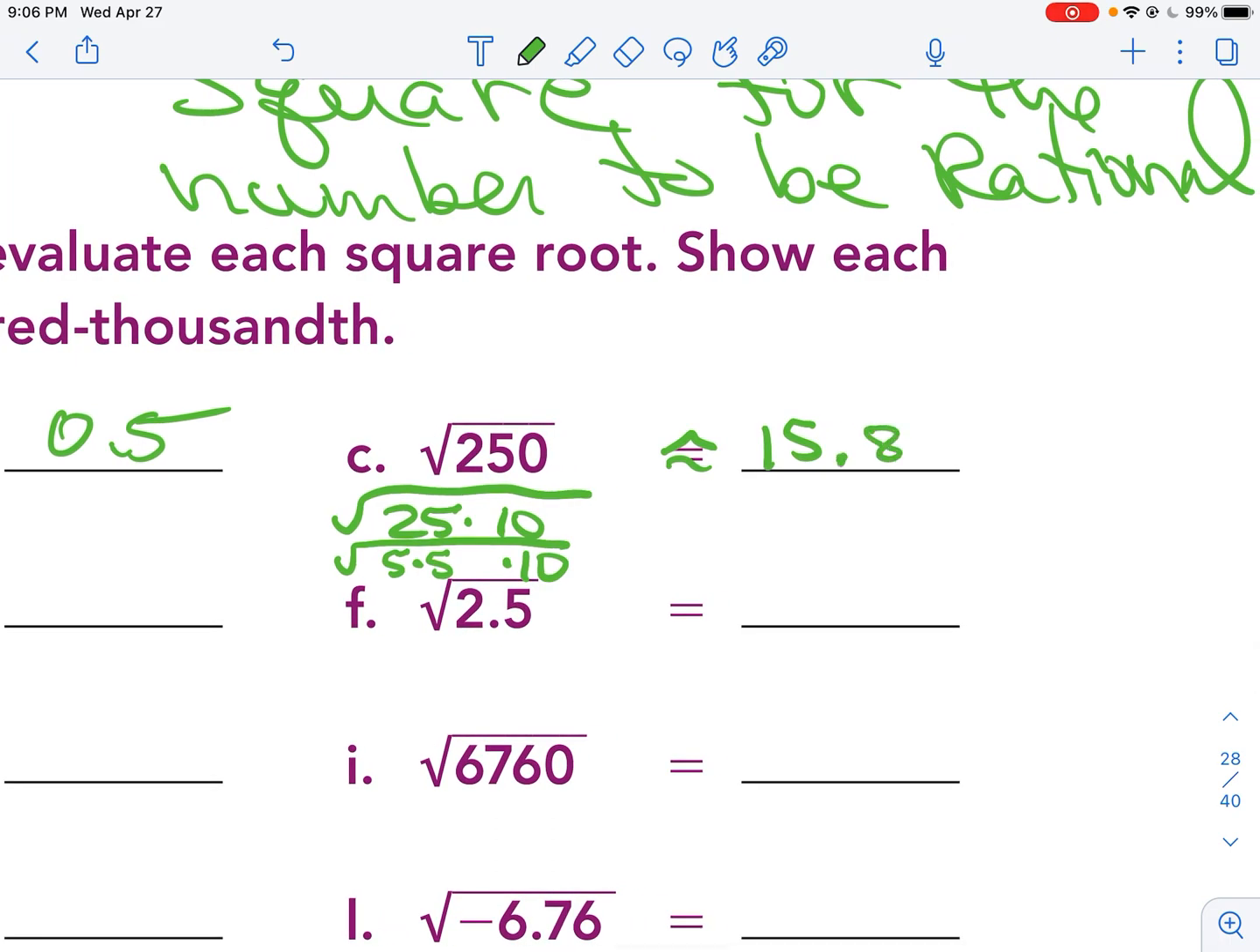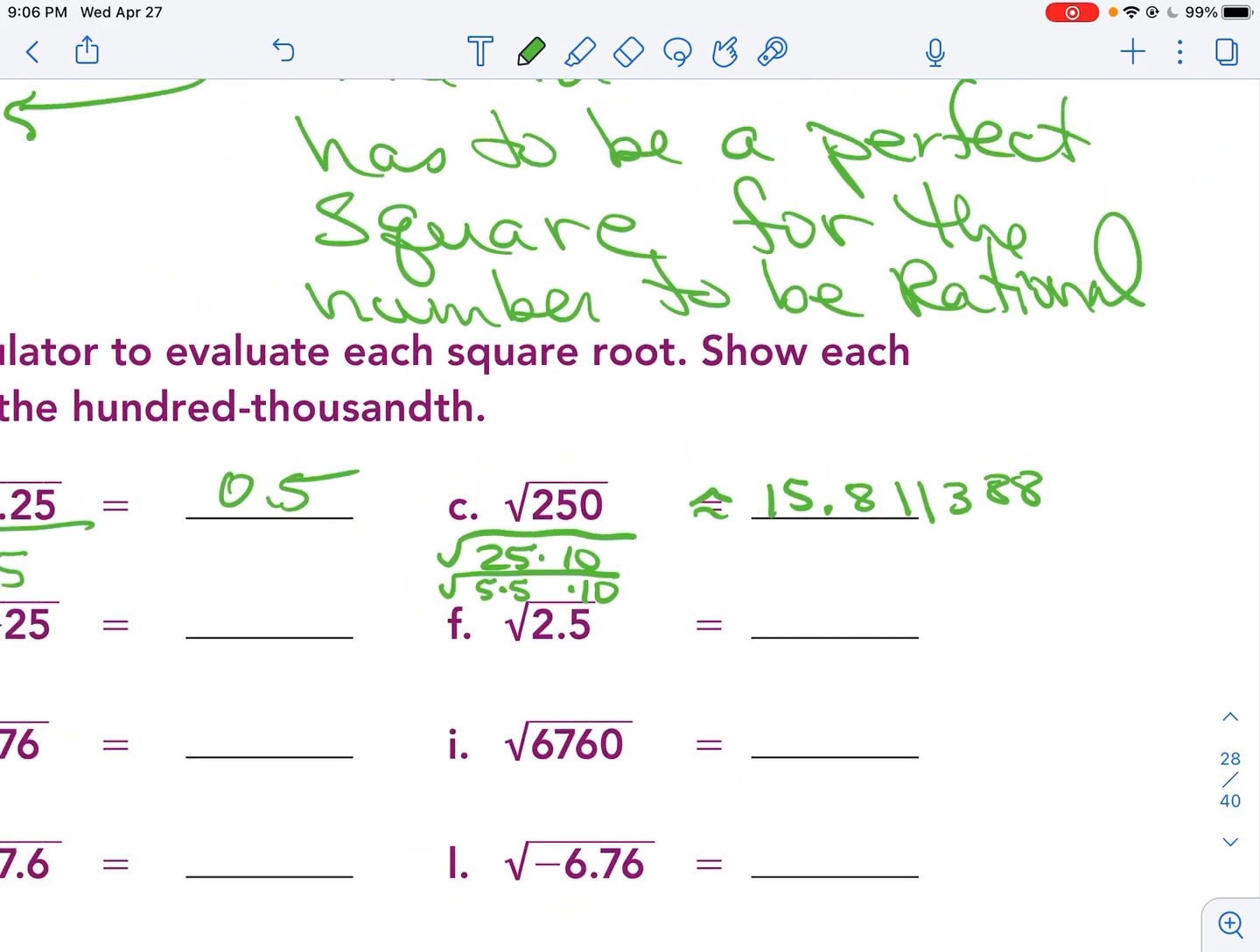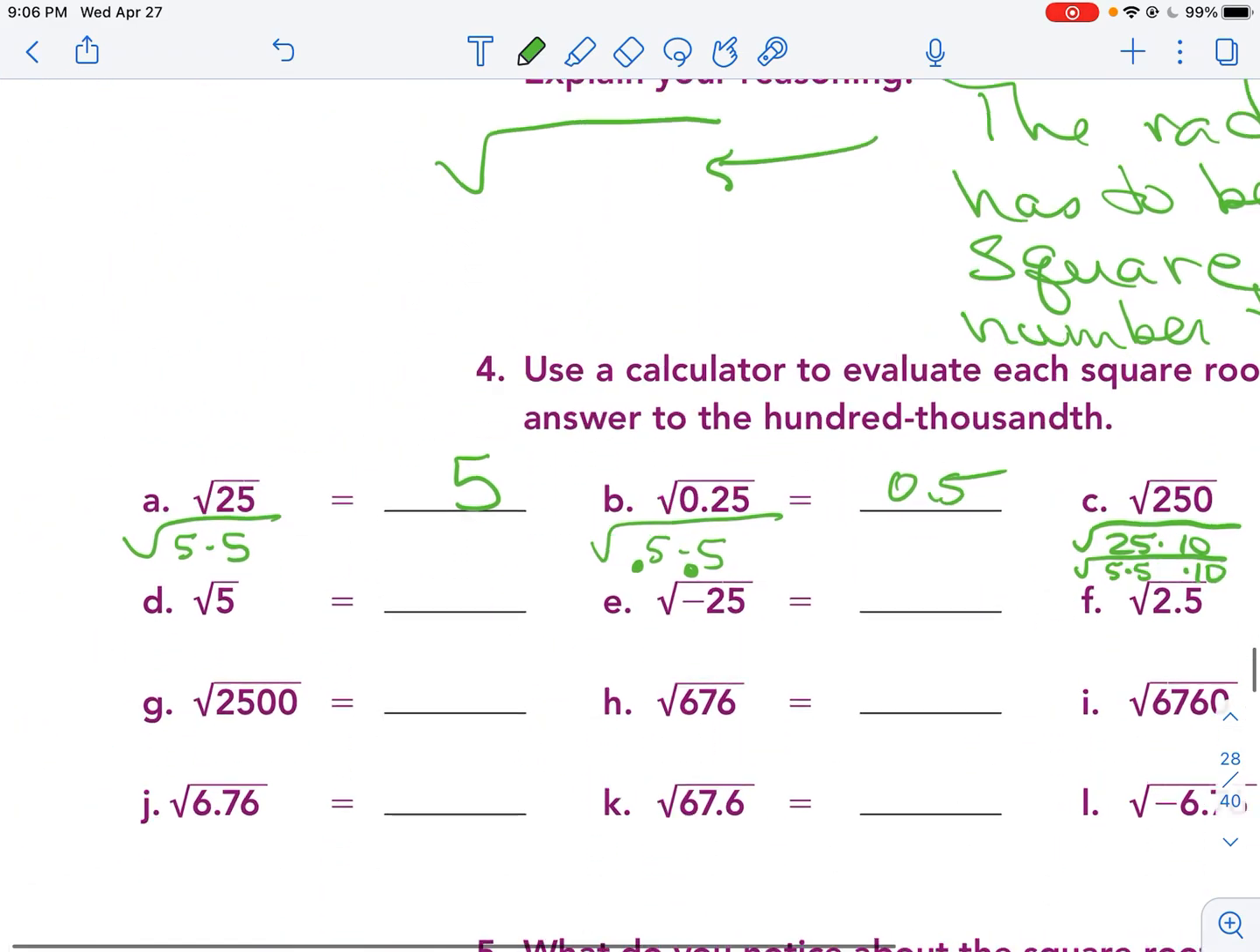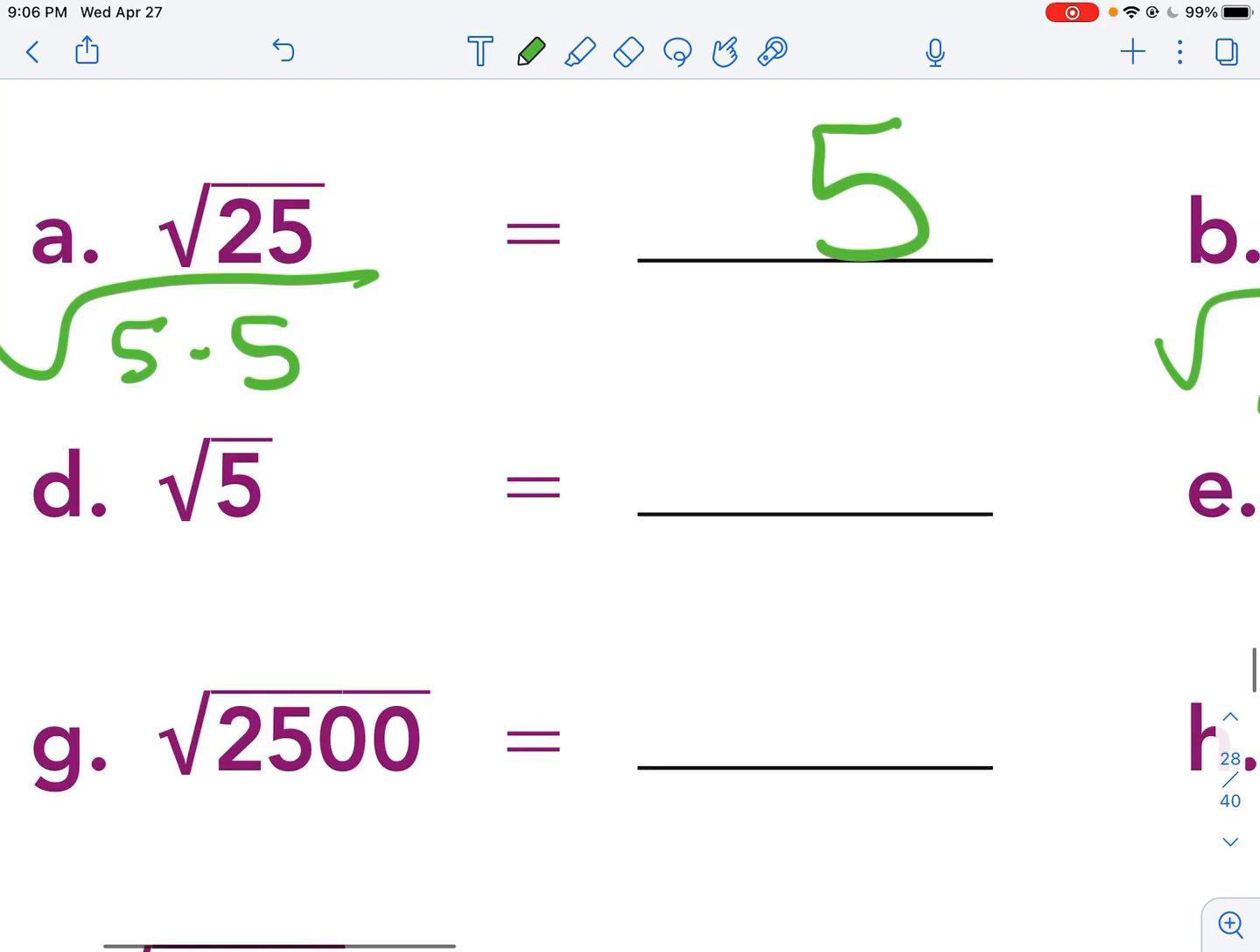So this is the tens, hundreds, thousands. Okay? Over here, 5. There's nothing times itself that's going to get 5. So this is going to be approximately 2.236679.